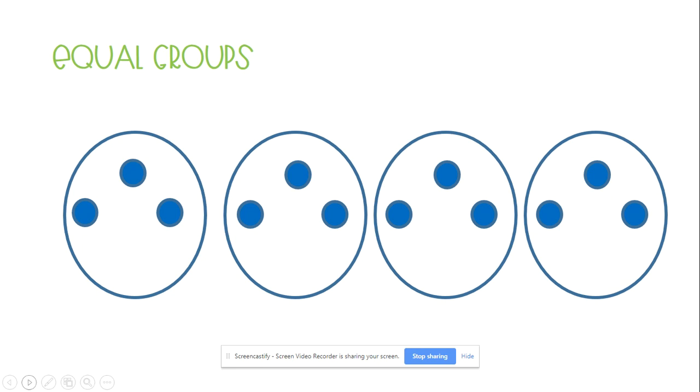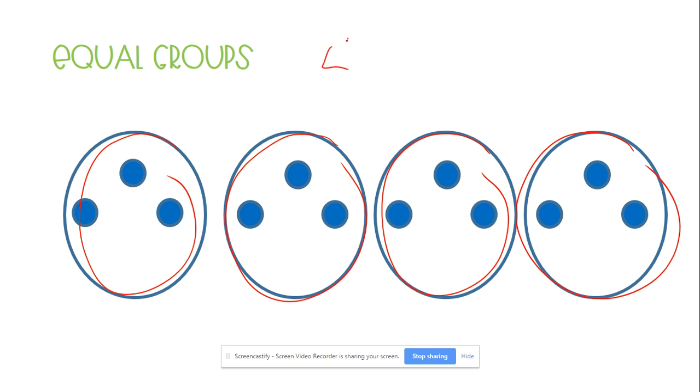So I'm going to first count my groups. I have 1, 2, 3, 4 groups. So 4 is my first number. I know I am multiplying because the same thing is being repeated over and over again. And the number that's being repeated over and over again is 3. In every single group, I have 3 dots. So I would say 4 groups of 3. And to find my product or my answer, I go back and count every single dot. So 4 groups of 3 is equal to 12.